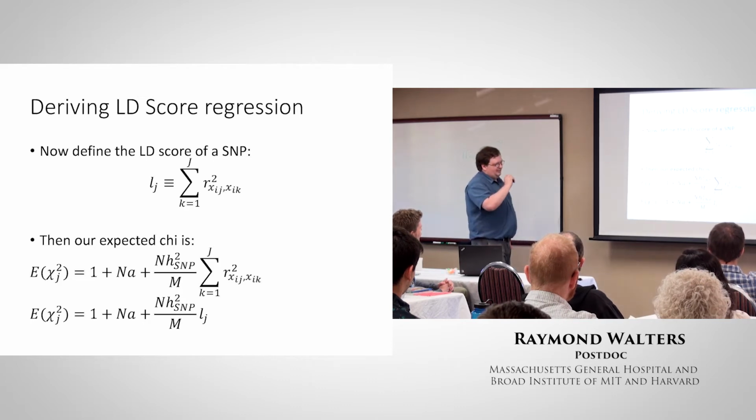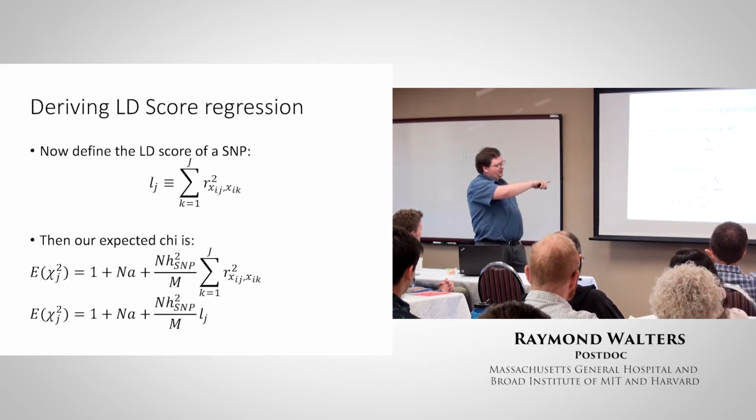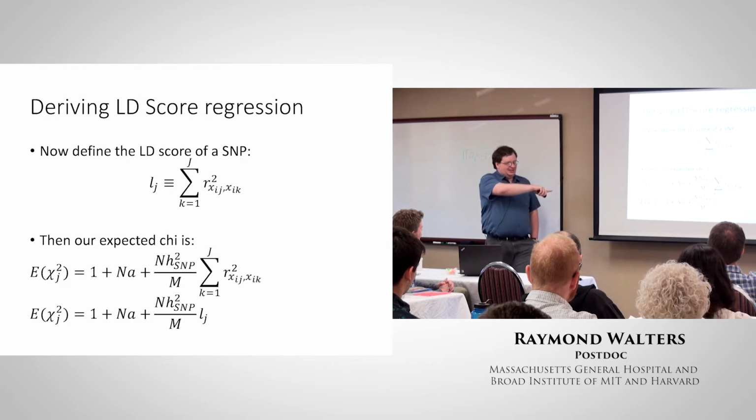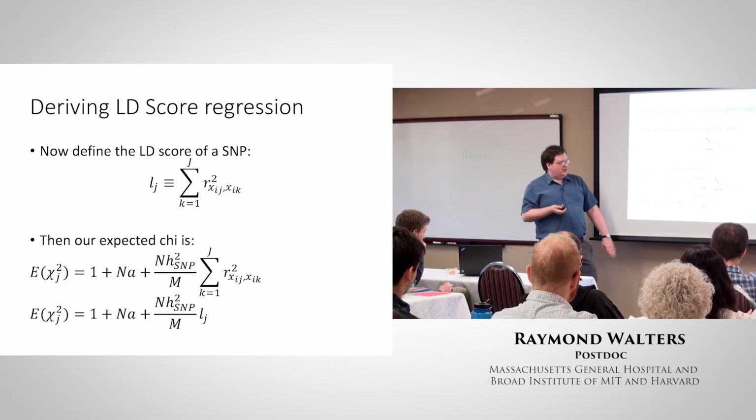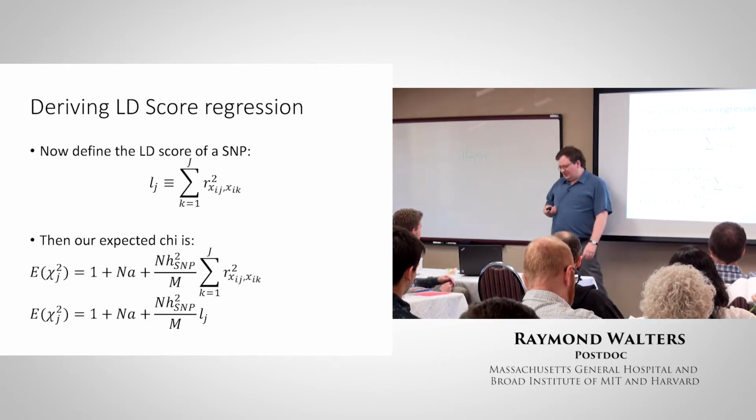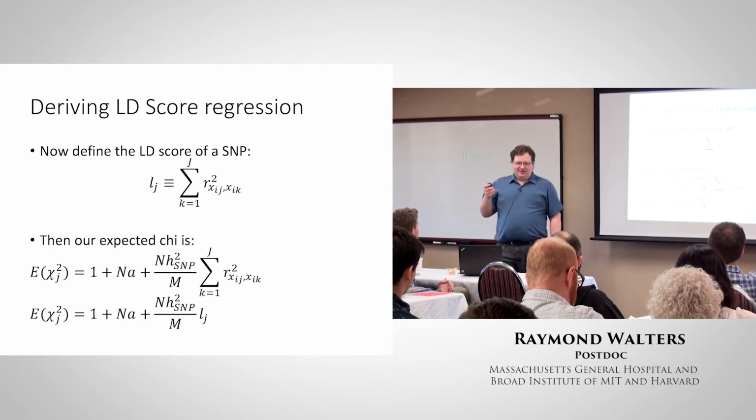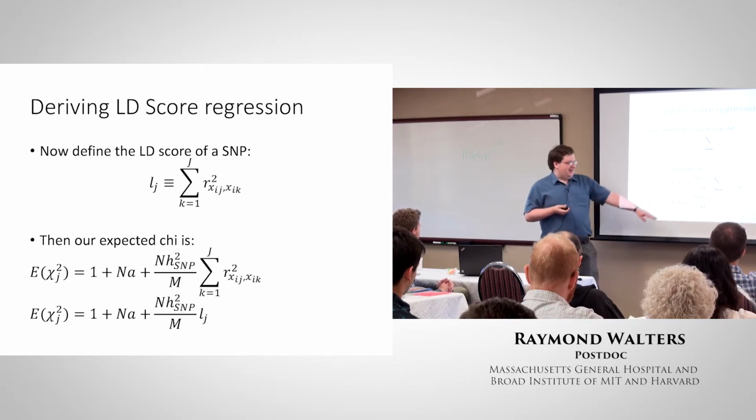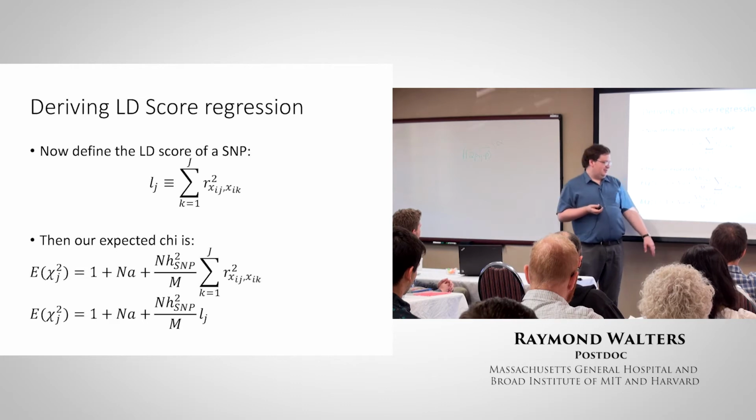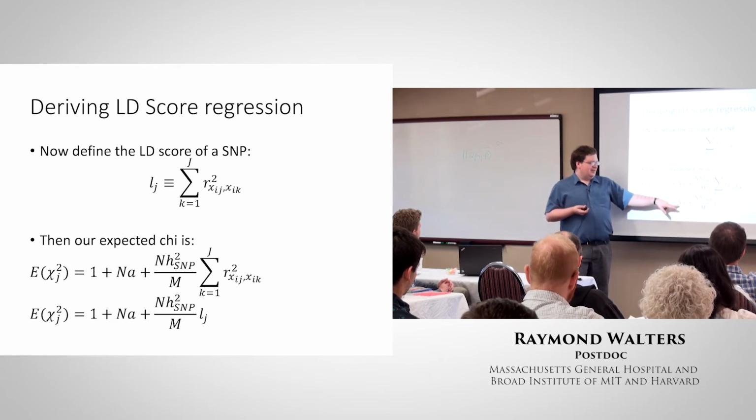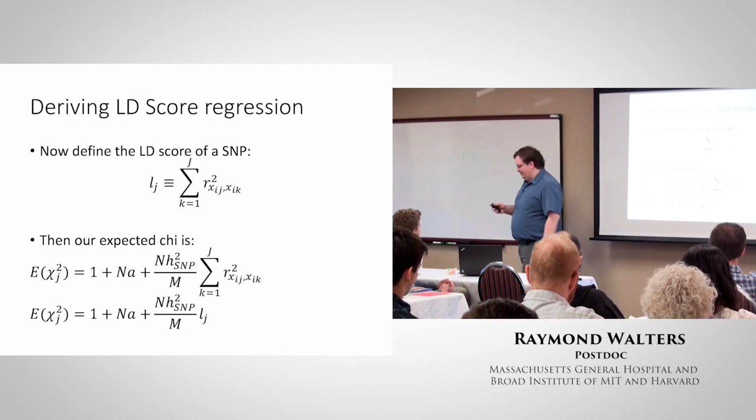And so we can show that this works. We can look at whether we see expectations that scale with our defined LD score, depending on whether we have polygenic effects that should scale with the LD score, or if we have stratification that should be constant regardless of your degree of LD.